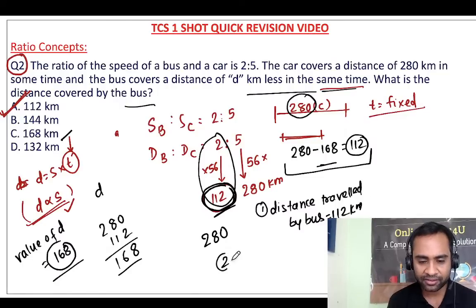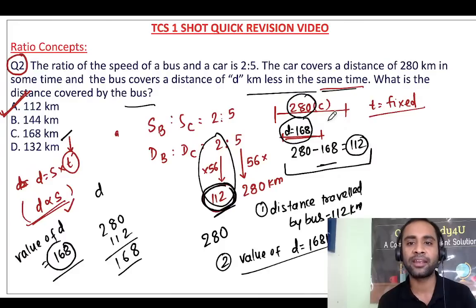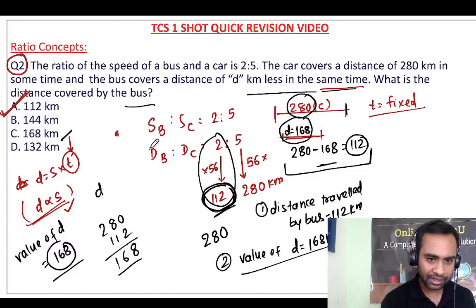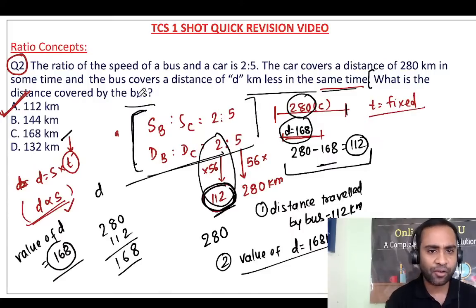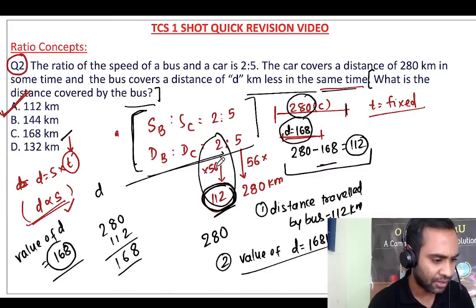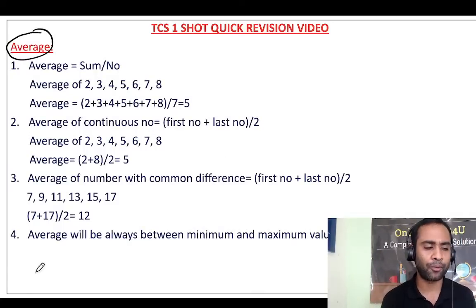And if they ask the value of d, then the answer will be 168 kilometer, because the bus has traveled 168 kilometer less than the car. Okay, see, that's the reason. This is very clear. You have to see this parameter, and then you have to read what has been asked in the question. Clear for everyone now? Okay.